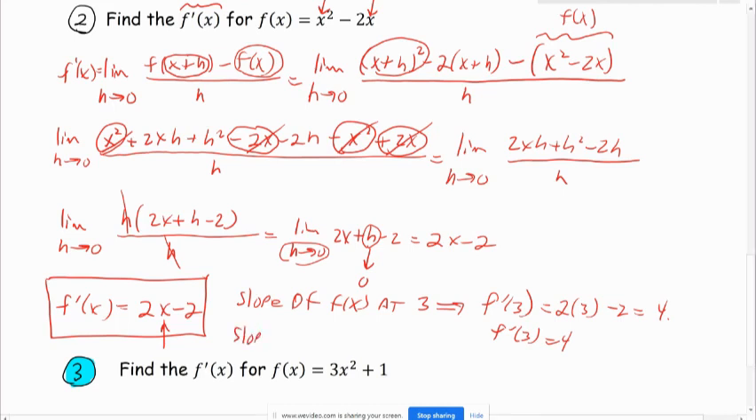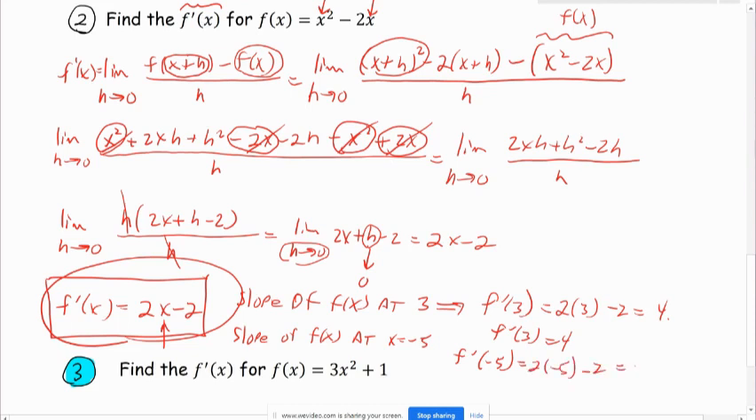If I wanted the slope of f of x at x equals negative 5, then I would just do f prime of negative 5. So again, using this answer that we got, that's going to be 2 times negative 5 minus 2. So that's negative 12. So now I know the slope of the curve at x equals negative 5 is negative 12. So by having the derivative in general, that allows me to plug in lots of different values to find the slope of the curve at many different places.